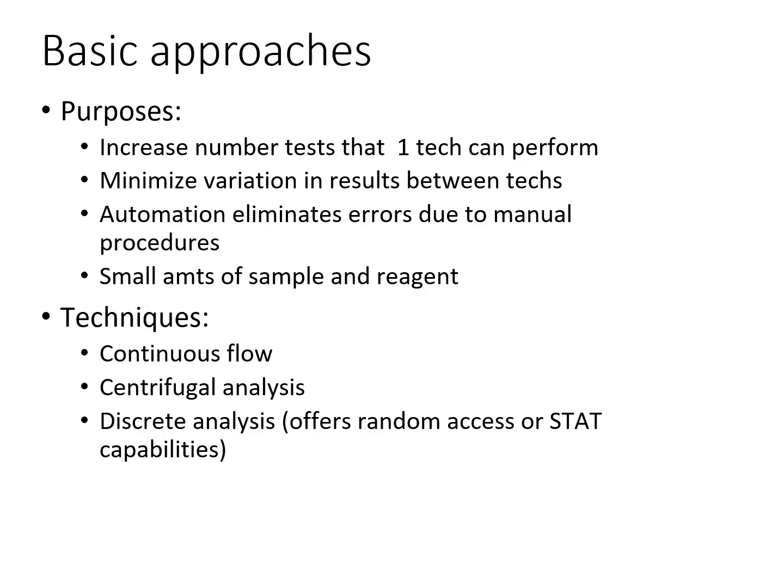Another one is eliminate errors from manual procedures. Once again, human errors in pipetting, timing, and data entry can affect test accuracy. Automated systems can also do that, and that can help reduce those errors. Use of small amounts of sample and reagent. So automation techniques are designed to work with minimal volumes, which is critical for conserving precious patient samples and expensive reagents.